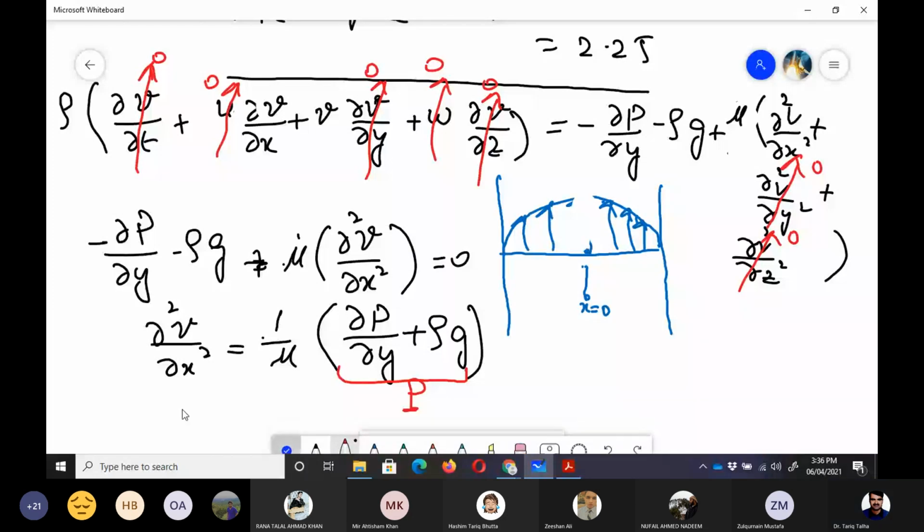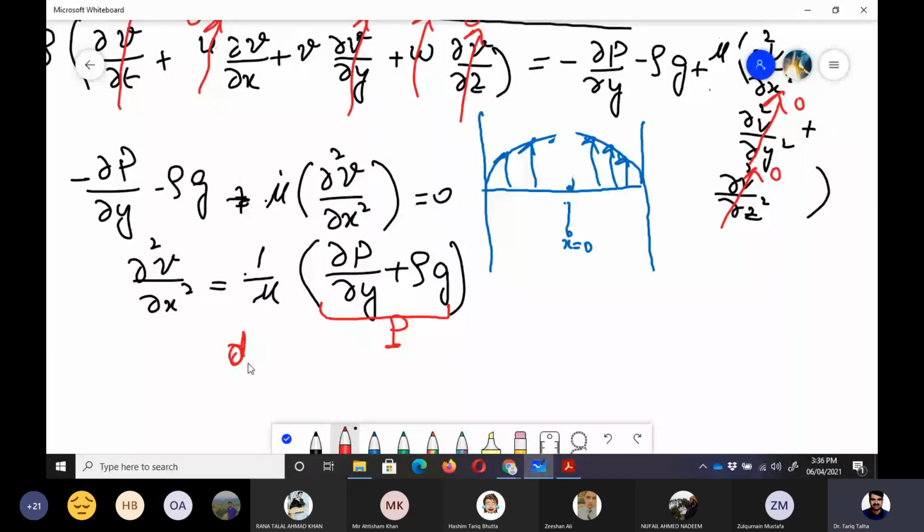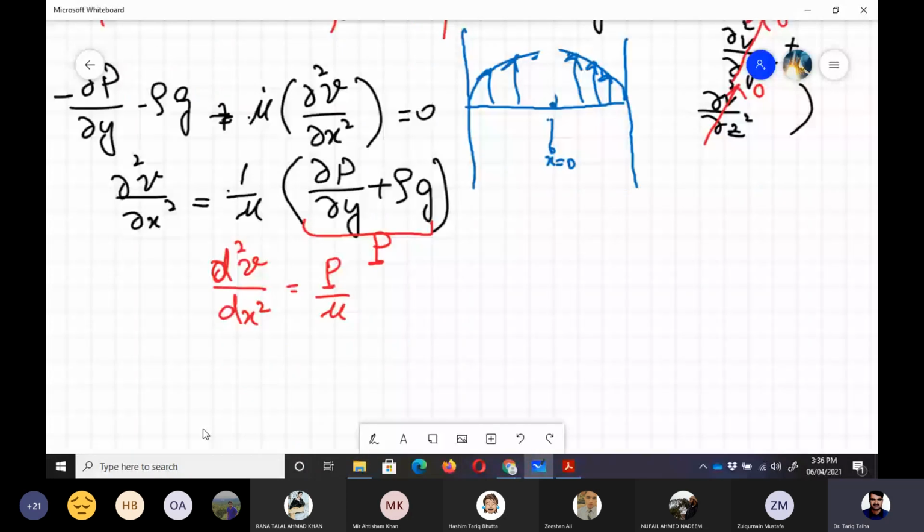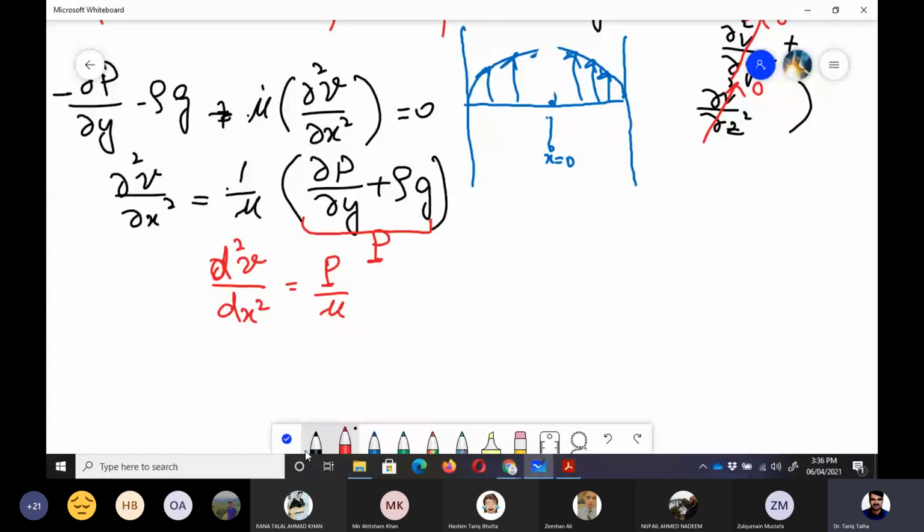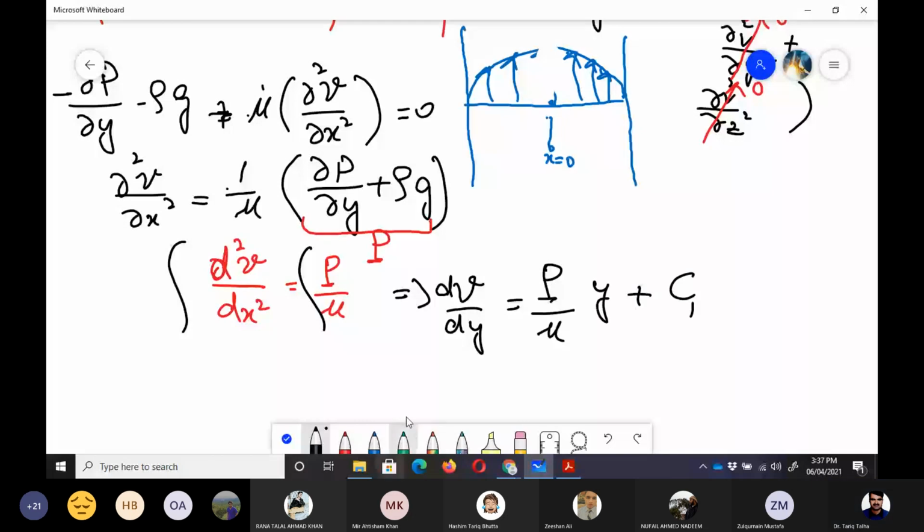So we can write d square v upon dx square, because v is only dependent upon x, is equal to P upon mu. Now if we want to calculate the v velocity from here, that is very simple. First of all, take the first derivative. So dv by dx would be equal to P upon mu into x plus C1. Because we know that at the center here we would have the maximum value, the gradient would be 0 there, at x is 0.